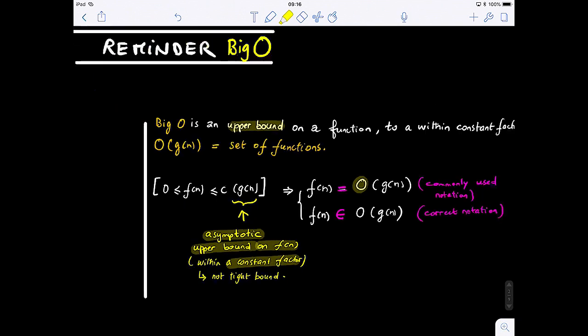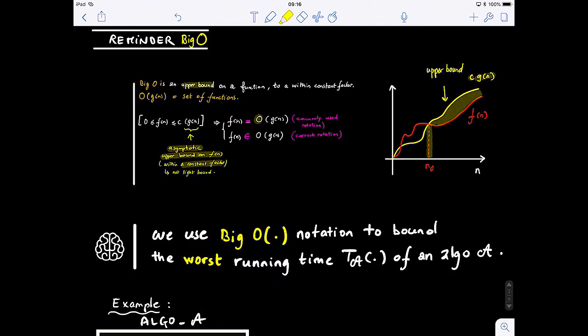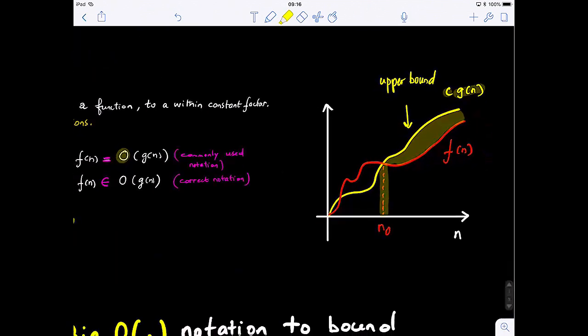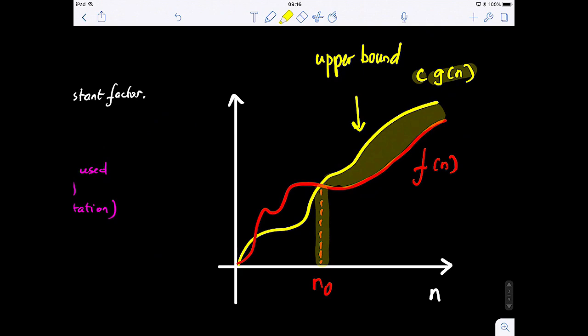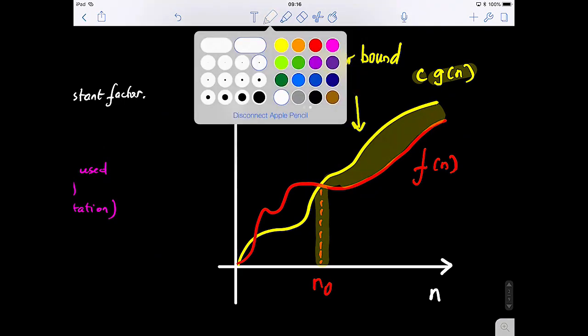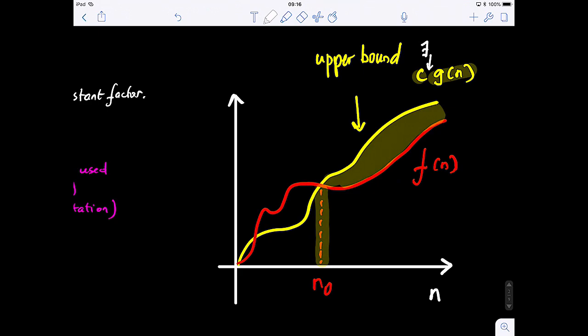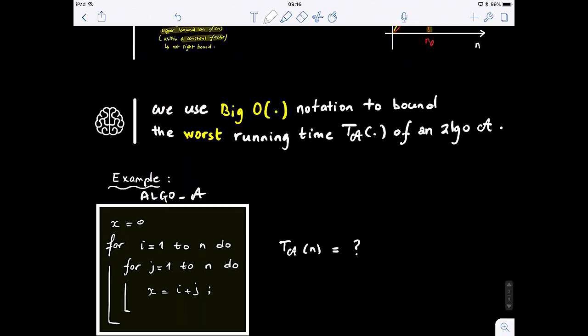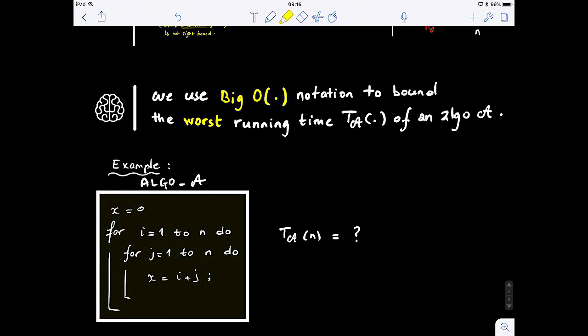Here's something to recall: in this definition, if we find a C, then that's fine. But this definition should not apply to every single C. There exists a C that satisfies this, and then we can say that f of n is in the order of g of n. Now, we use big O notation to bound the worst running time, T of A. T of A, by analogy, is our f of n, where n is the size of the input of an algorithm A.